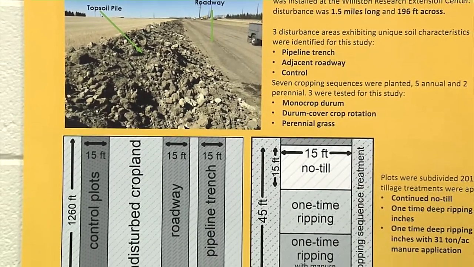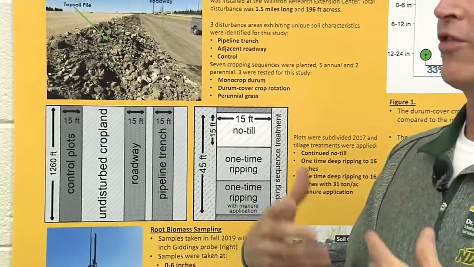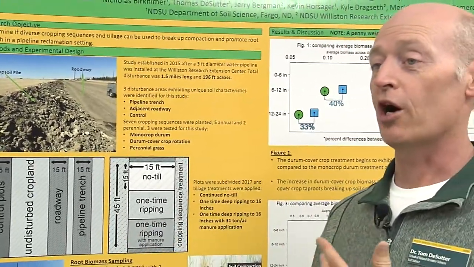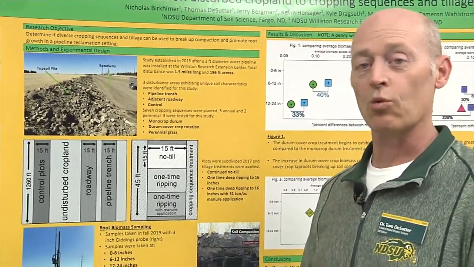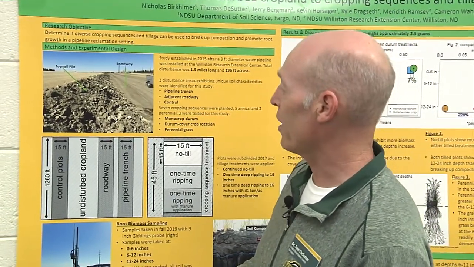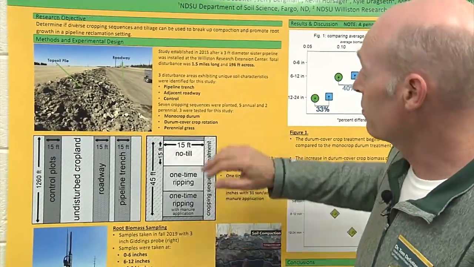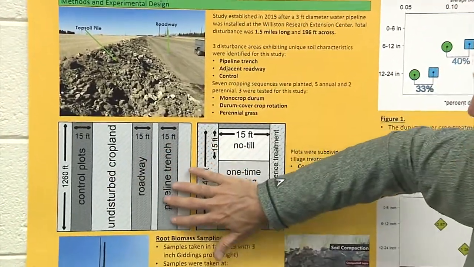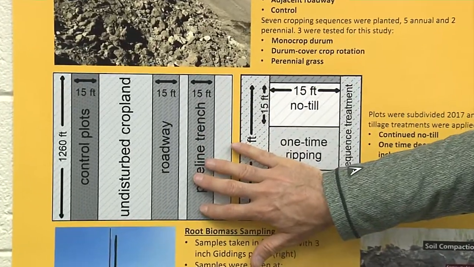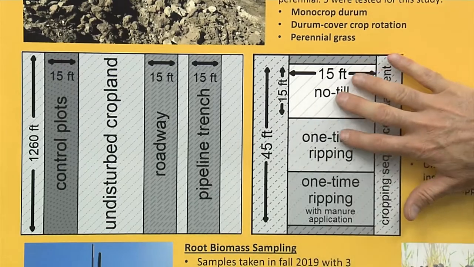And that's a big thing in reclamation: you want to get the condition to as close to 100% plant productivity as it was to start with. It's very difficult sometimes, but most of the time I think we'd settle for 90 to 110% if possible. So this is the layout that you'll see at the Williston REC, and these are the treatments.